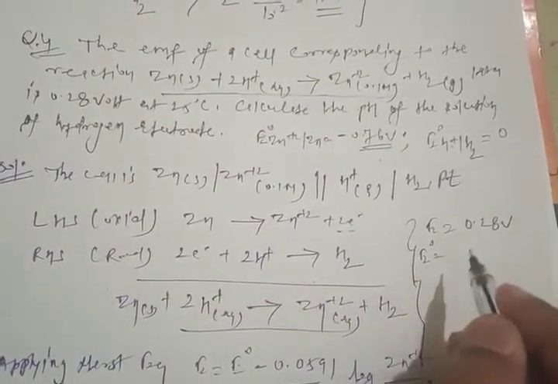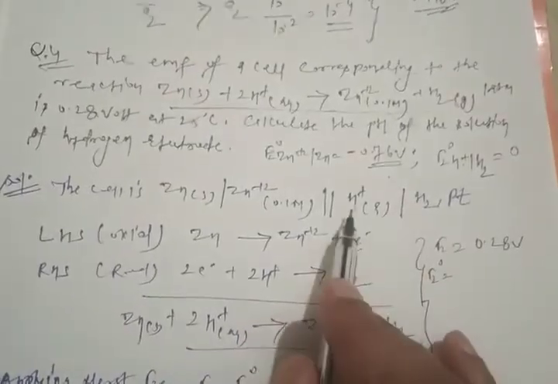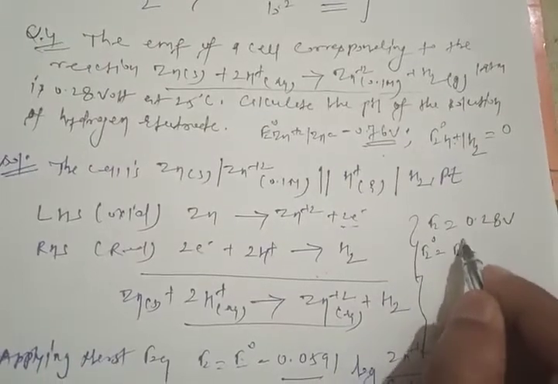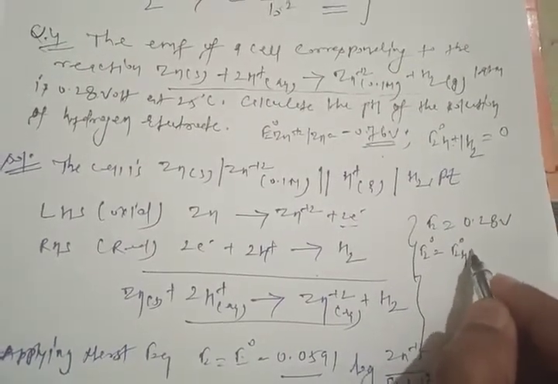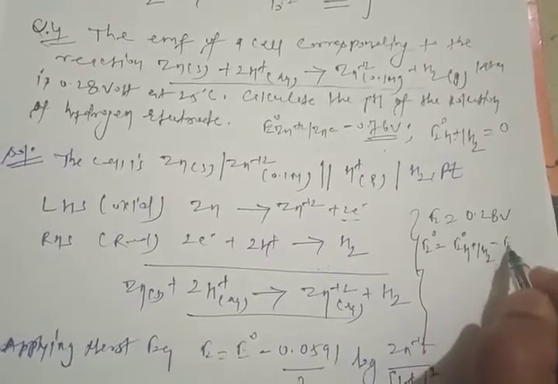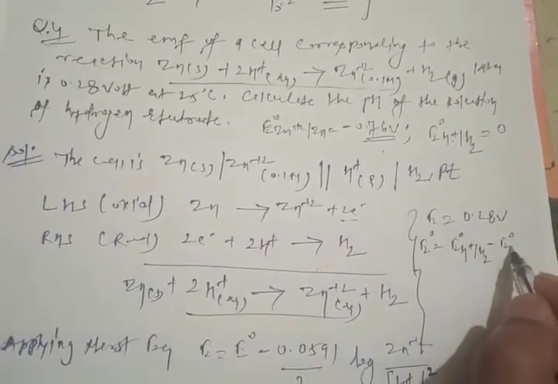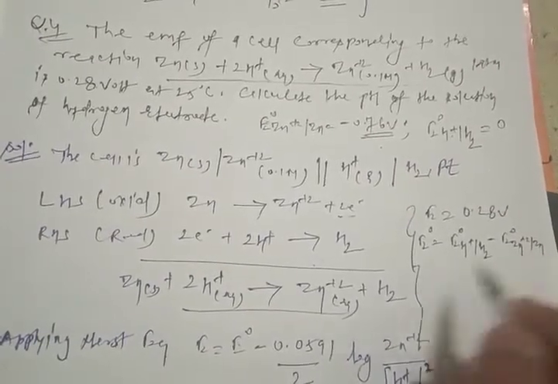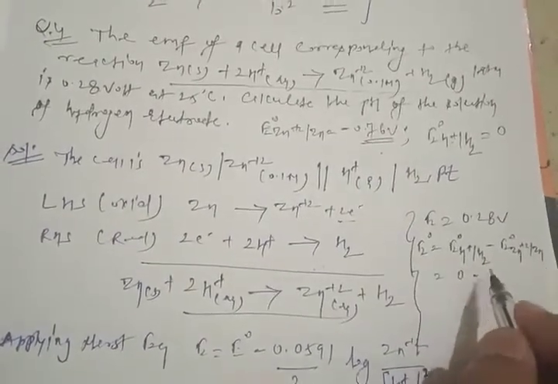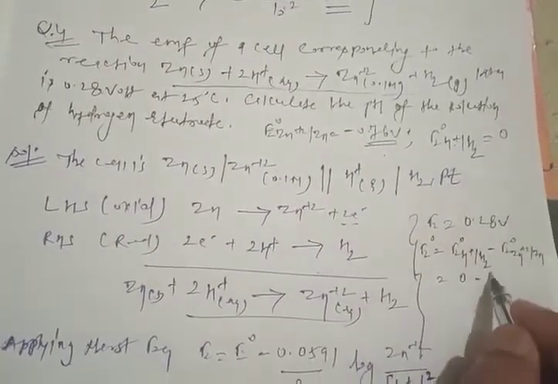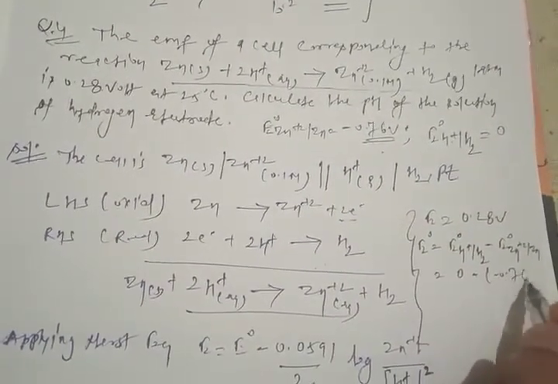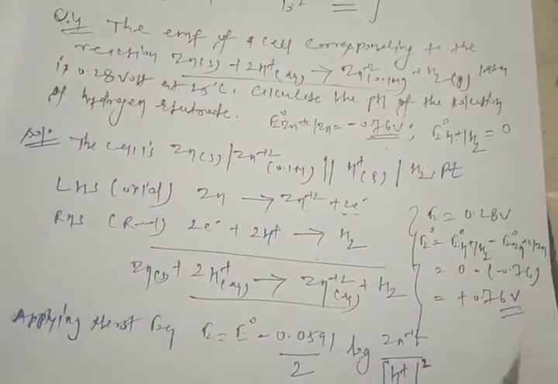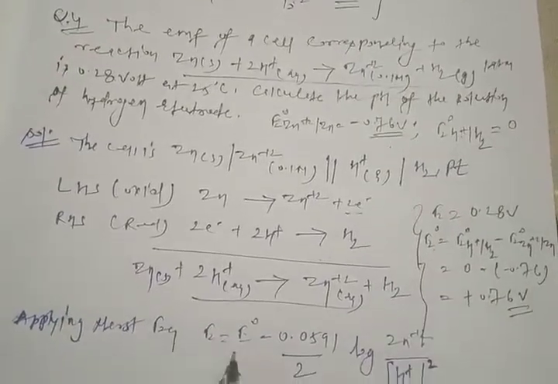Okay, E naught equals to what? E naught equals to, this is the right hand side equation, this is the left hand side equation. Okay, so E naught H plus 2H2 minus E naught Zn plus 2 Zn. Okay, so this is 0 and this you have given is minus 0.76, this will give plus 0.76 volt. So the value of E is 0.76.